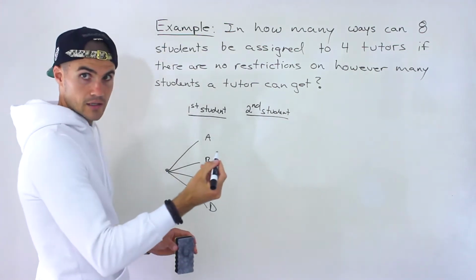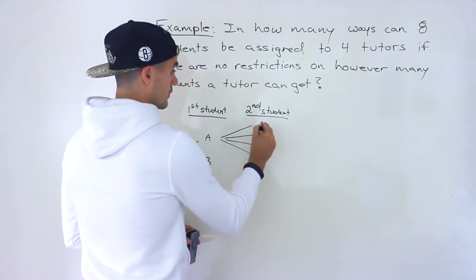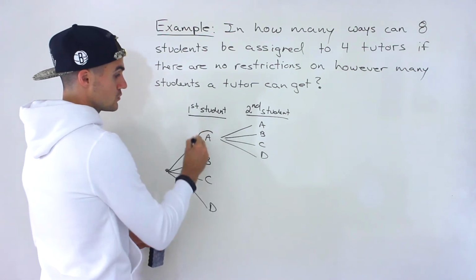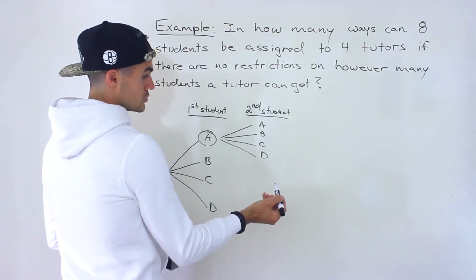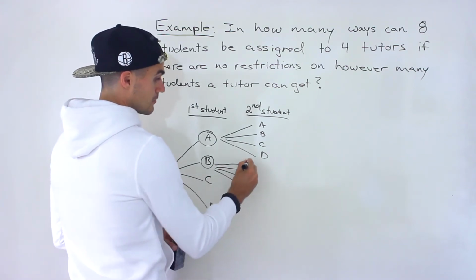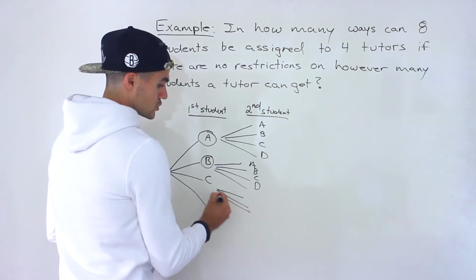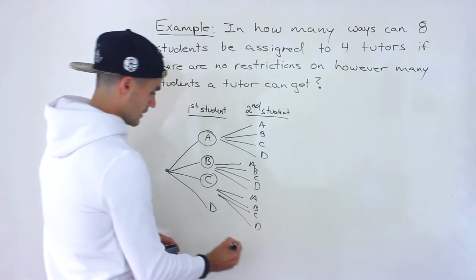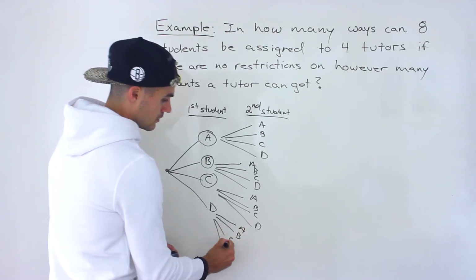And then what would happen, the second student would also be assigned one of the 4 tutors. So we would have A, B, C, or D over here. So let's say that the first student picked tutor A. Well, now the second student can pick one of the 4 tutors. And then if the first student picked tutor B, then the second student again can pick one of the 4 tutors. And then if the first student picked tutor C, we'd have A, B, C, D, and then kind of running out of room here, but it would be so on and so on.